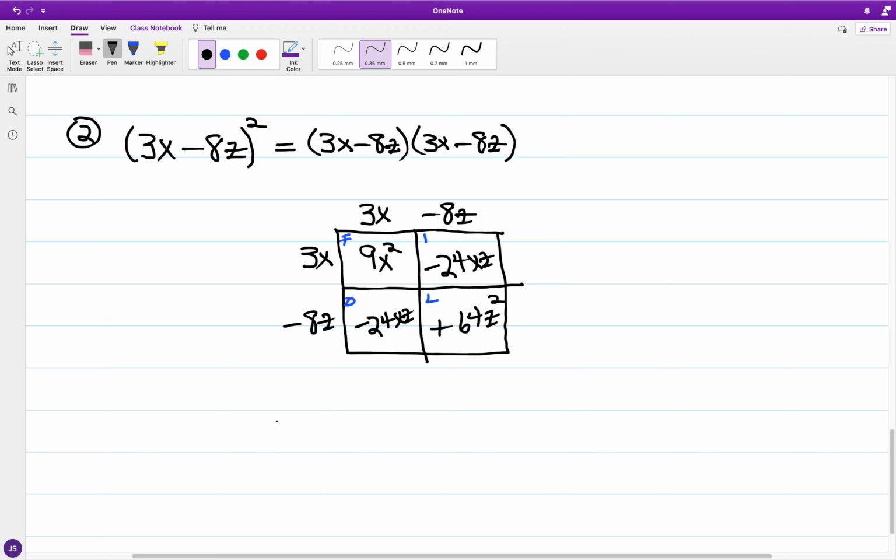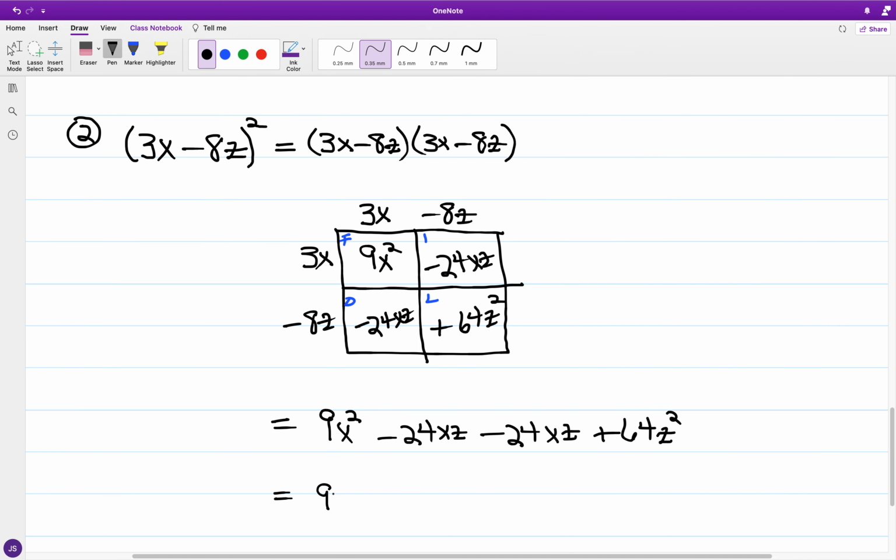And so just gathering the terms here, you have 9x squared minus 24xz, and another negative 24xz, and we have plus 64z squared. For the result, we have 9x squared, and we have like terms in the middle. In fact, they are identical to each other. And combining, we have a negative 48xz, plus 64z squared.